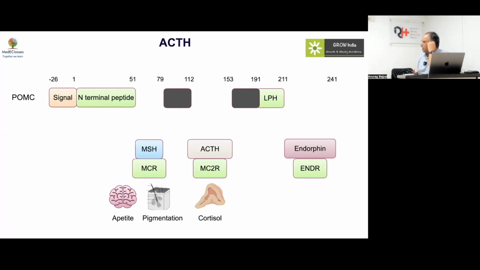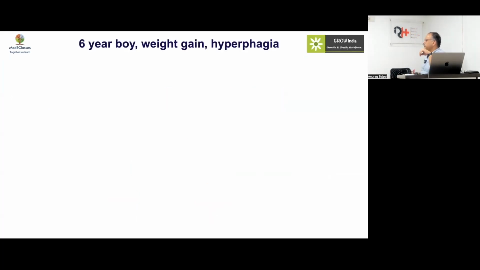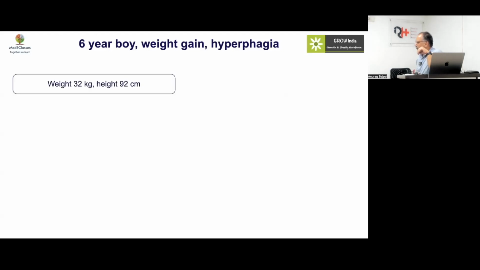So you will have diabetes mellitus, diabetes insipidus, cortisol deficiency, and obesity, which will be the typical scenario in this perspective. So clearly, if you understand the overall synthesis and processing, you will understand the various pathophysiology in that regard. So you have a 6-year-old boy with weight gain and hyperphagia.